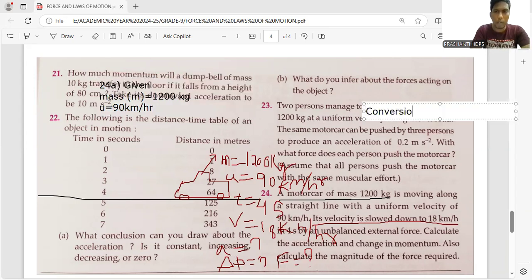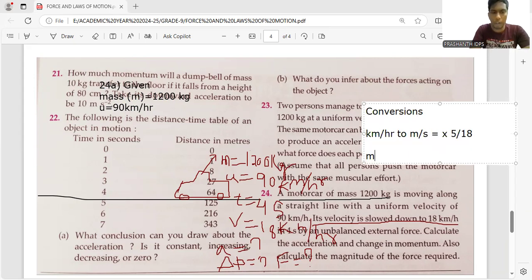Conversion here, one point you can add in the rough work. Conversion of kilometer per hour to meter per second: what you have to do is multiply by 5 by 18, that is 5 divided by 18. If you convert from meter per second to kilometer per hour, you should multiply by 18 by 5. Okay, so how did you get this?